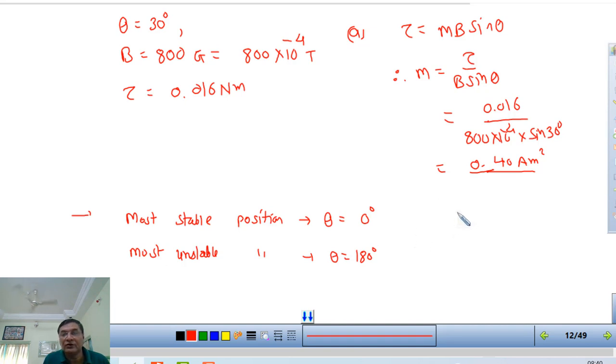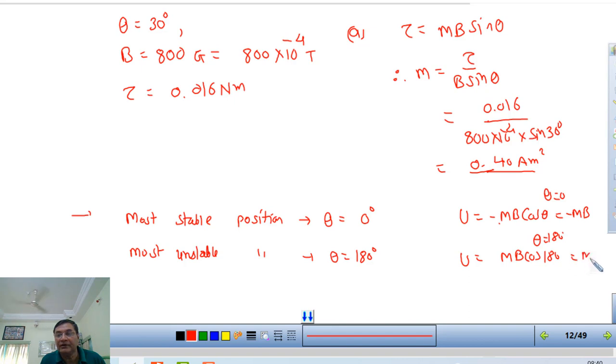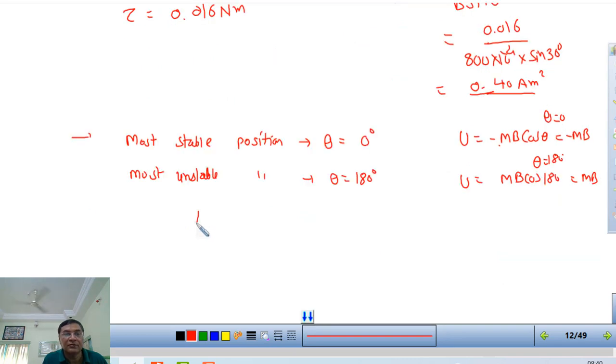Why? Because we know potential energy, I use the concept of potential energy, is minus mB cos theta. So when theta is 0, potential energy is minus mB. And when theta is equal to 180, cos 180 gives you mB. So from minus mB to mB, you have work done. So W is equal to U2 minus U1, so mB minus (minus mB) is equal to 2mB.